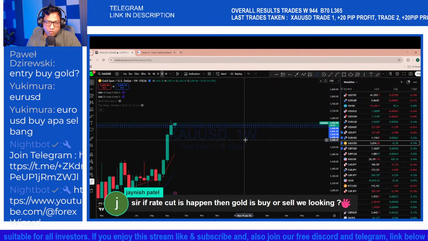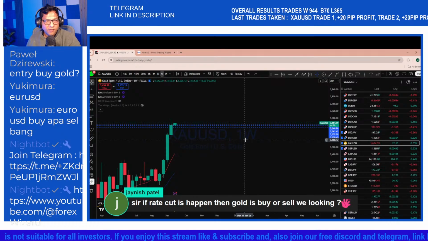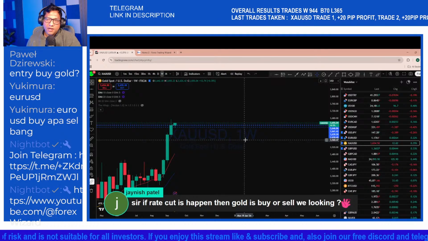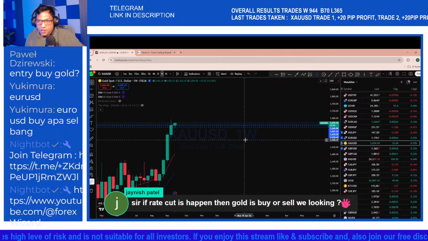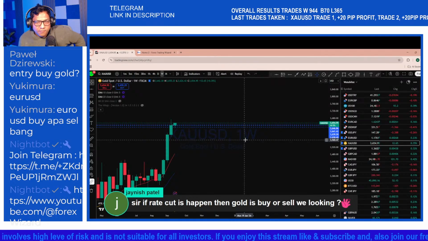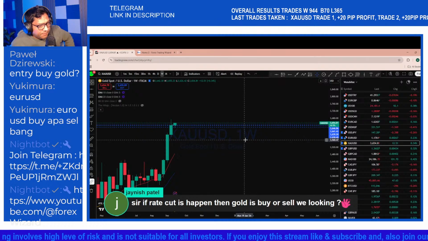Another way to understand it: when the dollar gets weaker, there is higher inflation, and that ultimately increases the value of gold. You can also understand it in another way, from the science perspective.